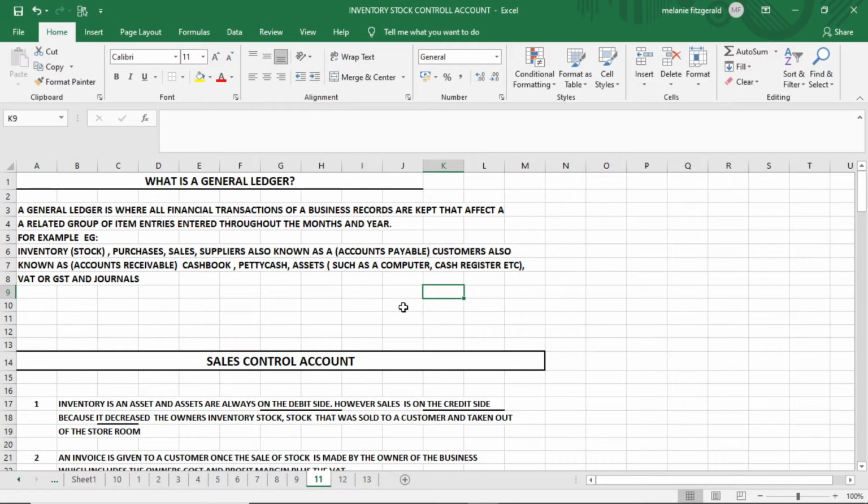Okay, so today we're going to be talking about the sales control account. Everything you need to know about the sales control account. Okay, let's get started. What is a general ledger?